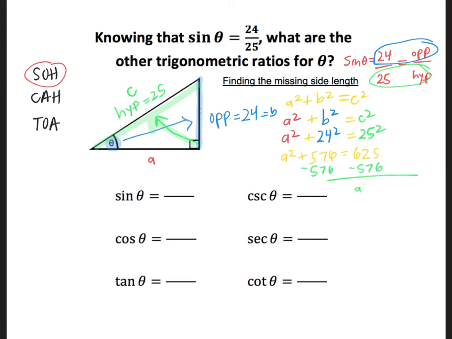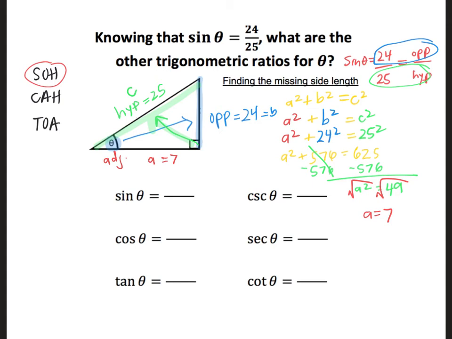When we do that, we get a squared equals 625 minus 576, which is 49. And remember, the 576s canceled. We're going to take the square root of a squared and 49, and we get a equals 7. So this side length is going to be 7, and again, this was our adjacent side. From here, we're just going to plug everything into our formula.